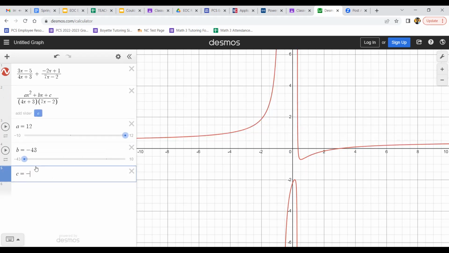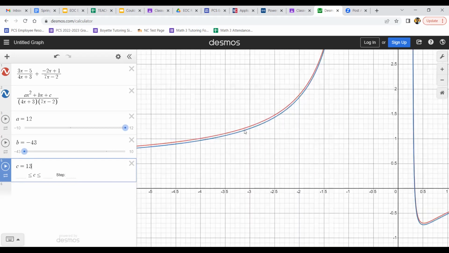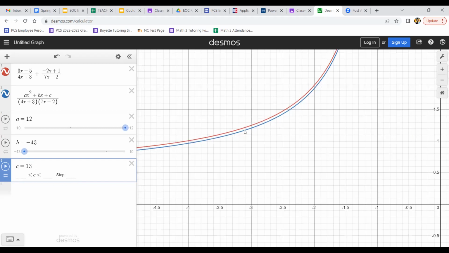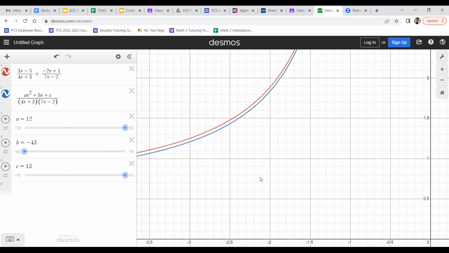-7, -3, 13. That one's really close. Can you guys see how that one's really close but is not right? See how you can see 2 colors? If they're right on top of each other, you can only ever see one color. So if you zoom in, then you go like, oh, those are not actually the same graph. It might be helpful even to be zoomed in a little bit.